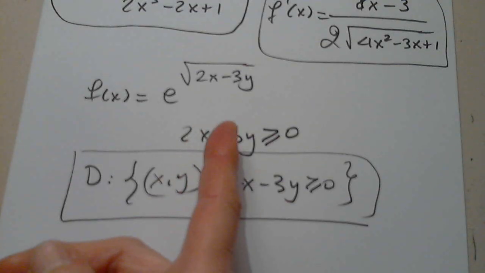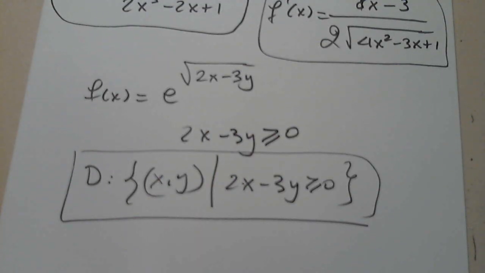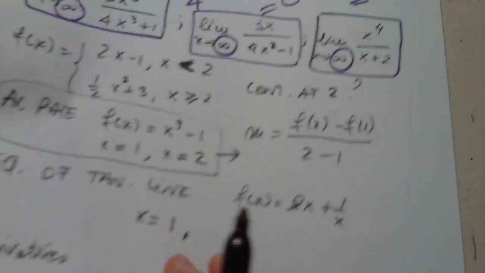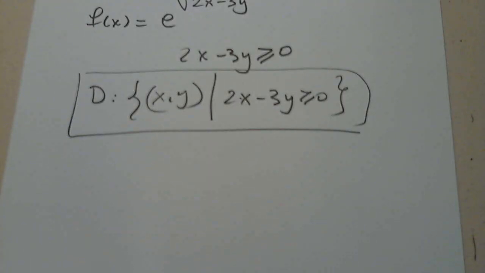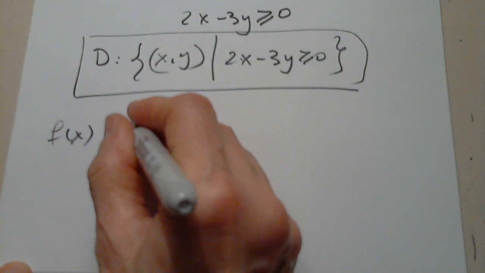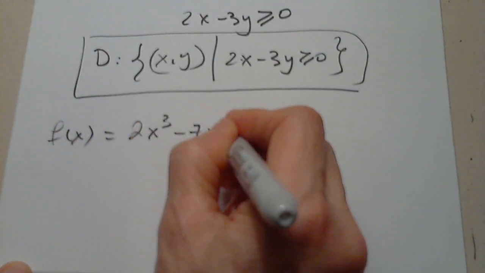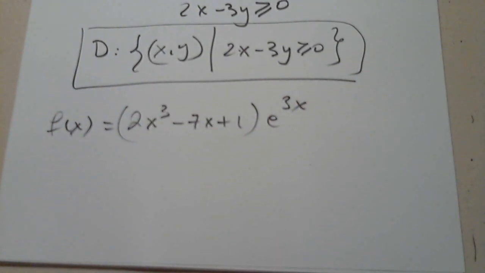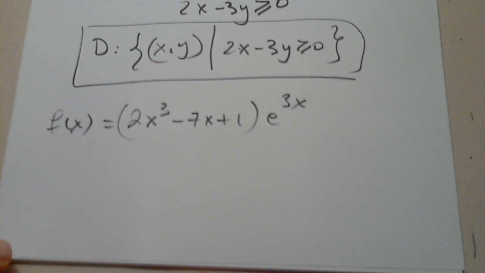So we looked at the chain rule, so I'm just going to create a product for derivatives. Okay, because we looked at two functions. So here's an example. Let's say f of x equals 2x to the third minus 7x plus 1 times e to 3x. So of course I have to immediately realize that this is the product rule. I have a product of two functions, and I have to use the product rule.